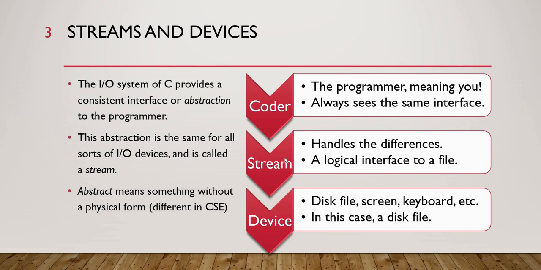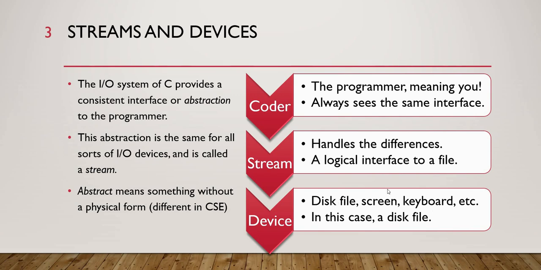And in the middle is the stream. The stream is something of C which handles the differences, which is why you see the same thing. So you can call the stream a logical interface to a file. Well, actually not a file, it can be many things. If you see the last step, then we'll understand. The very last part of this architecture is the device. The device can not only be a disk file, it can be the screen or the monitor or the keyboard. It can be many things, but in our case it's a disk file.